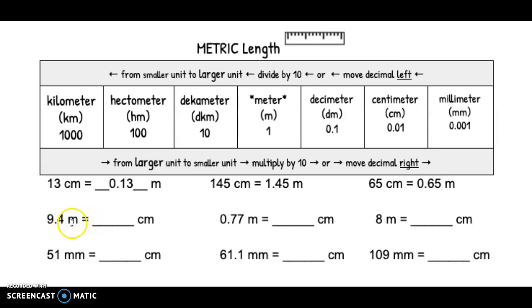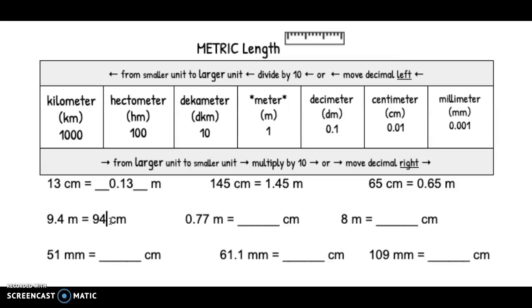Let's go to the second row. Now we are changing from meters to centimeters, the opposite direction. So I start with my finger on meters. I move to centimeters, which took 2 hops. That means my decimal also has to move 2 places to the right, the same direction that I hopped. So that would mean it is 940 centimeters. See how the decimal moved 2 places?